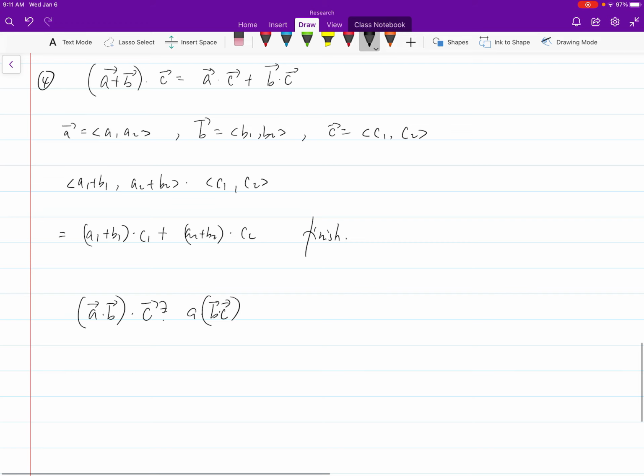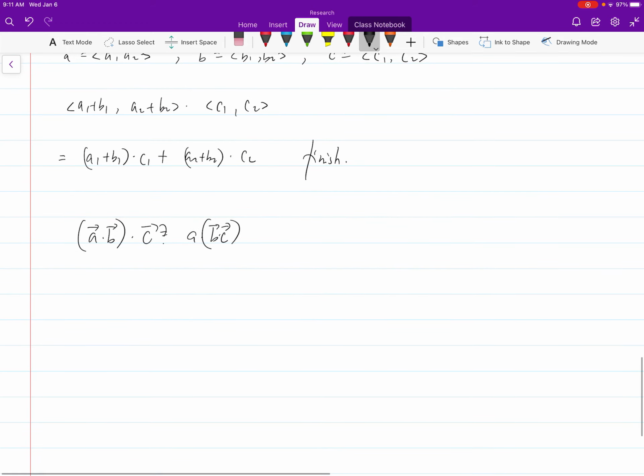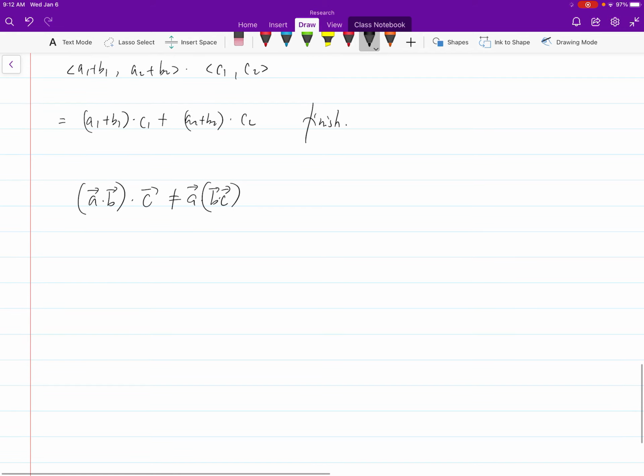Are they the same? Okay, so just as an example to show you, there are certain laws with numbers that apply, but there are certain laws with numbers that don't apply. If you take a closer look, this is a number times C, right? Because A dot B is a number. The one on the right is A times a number.